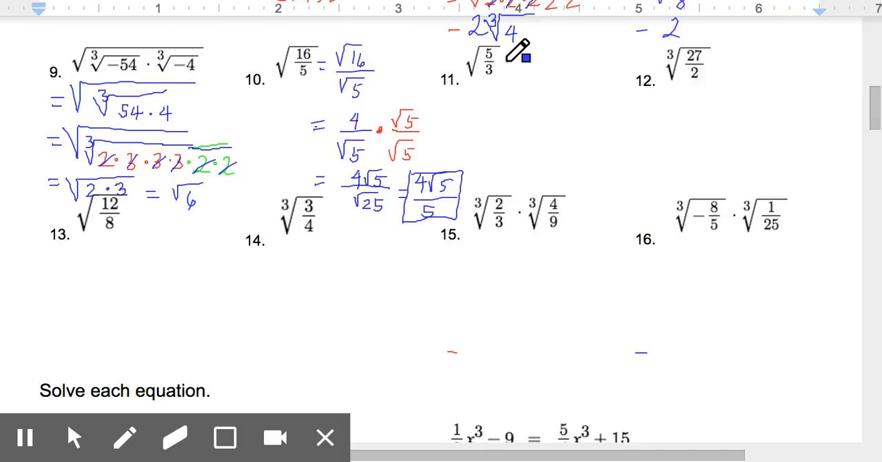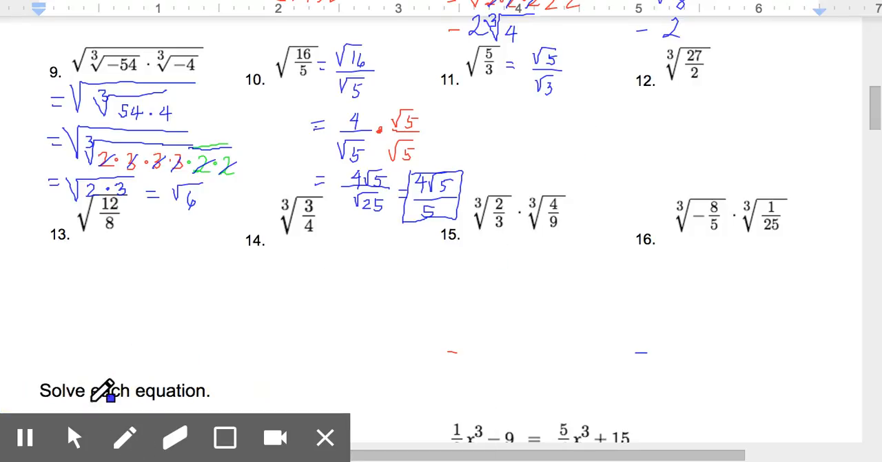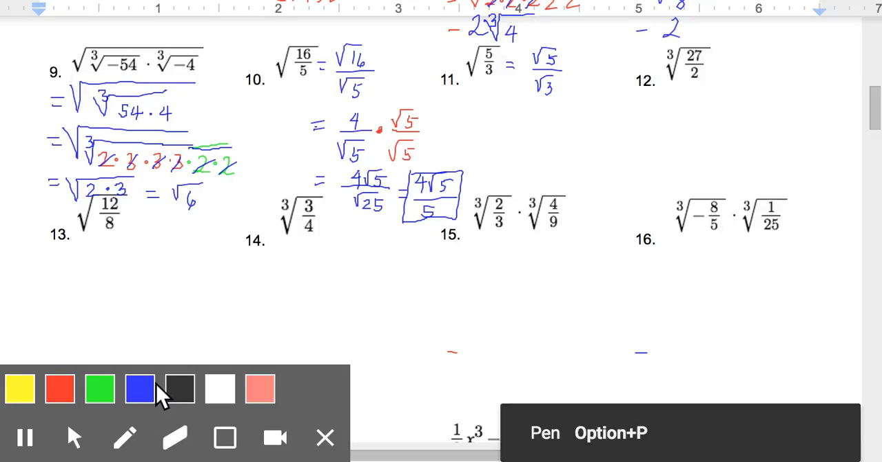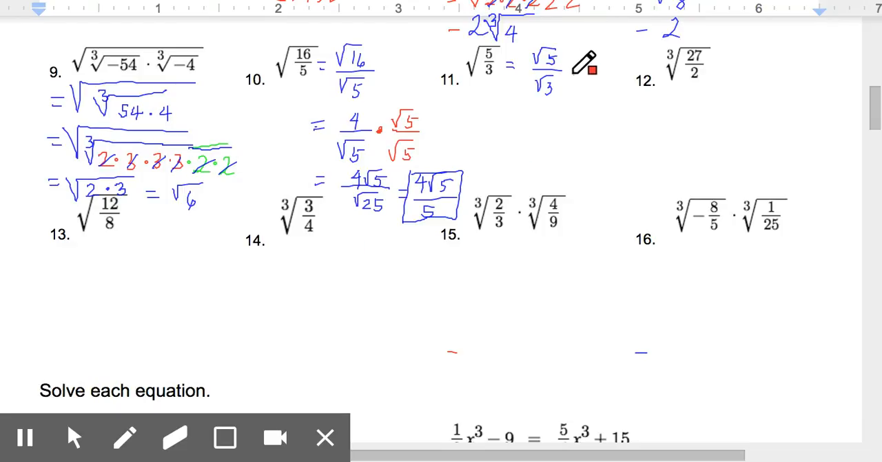Okay, number 11. Number 11 will have the square root of 5 over the square root of 3. The square root of 5 cannot be simplified anymore. The square root of 3 cannot be simplified either. So the only thing that we need to do here is to make sure that there's no square root at the denominator. So we need to rationalize. To rationalize, we multiply again by 1 so that the value doesn't change, but 1 could be in the form of the square root of 3 over the square root of 3.